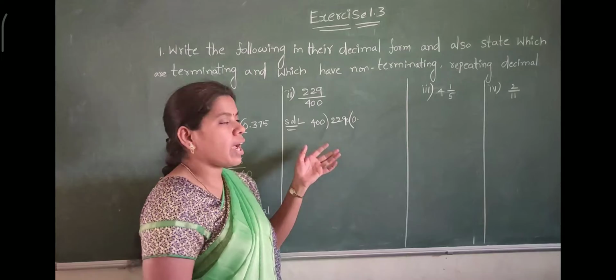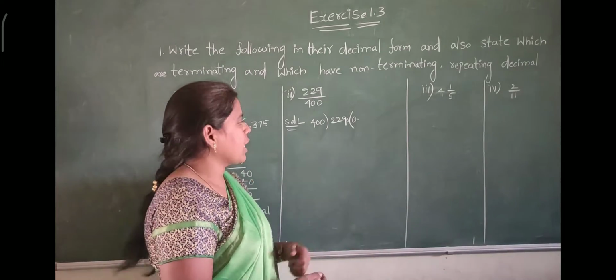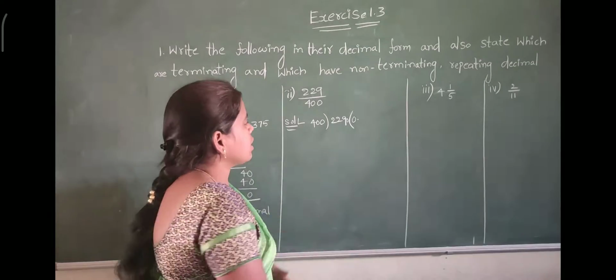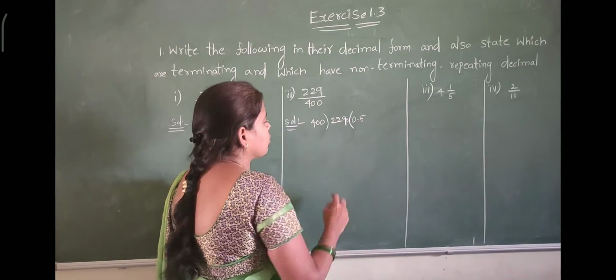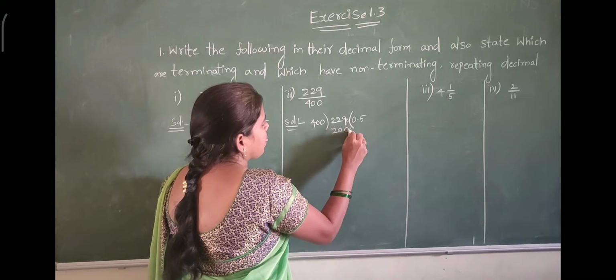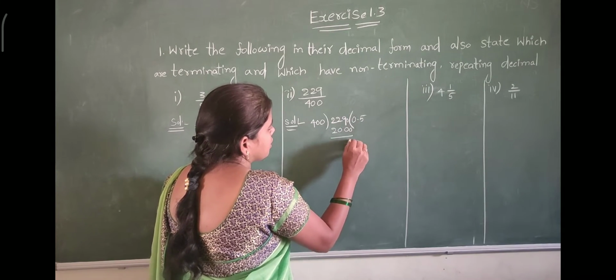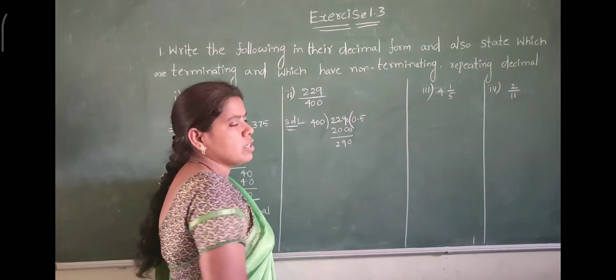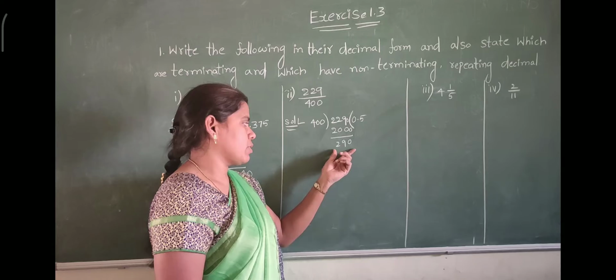After that, you have to recall the table. 4 ones 4, 4 twos 8, like that. 4 fives 20. 4 fives 20 means 400 fives 2000. So 0 minus 0, 0, 9 minus 0, 9, 2 minus 0, 2, 2 minus 2, 0. Again you have to observe this one.